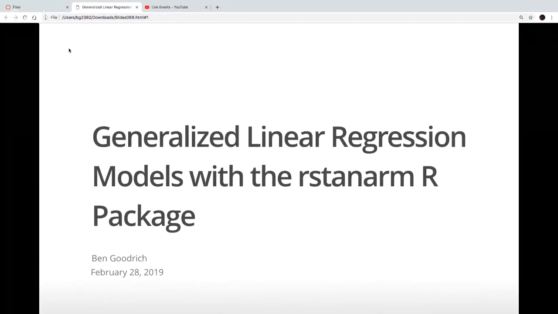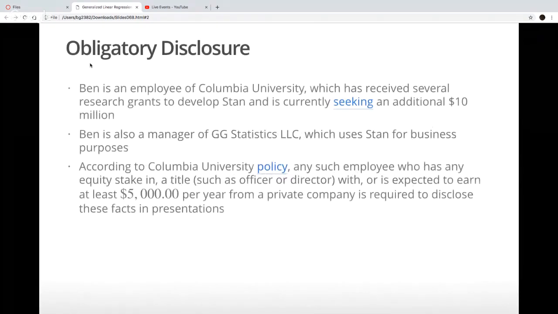Today we're going to continue talking about rstanarm and extend what we were talking about on Tuesday with linear models to a slight extension that's more useful for a lot of models in the social sciences, the so-called generalized linear regression models. So just jump right into the obligatory disclosure.